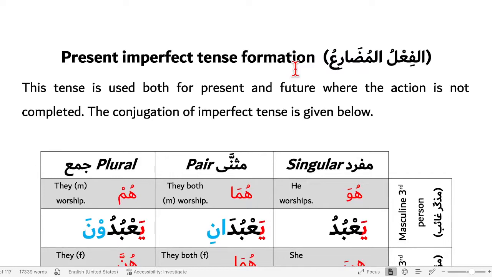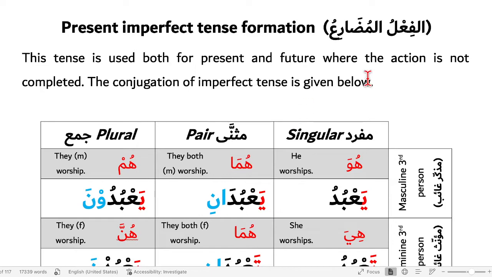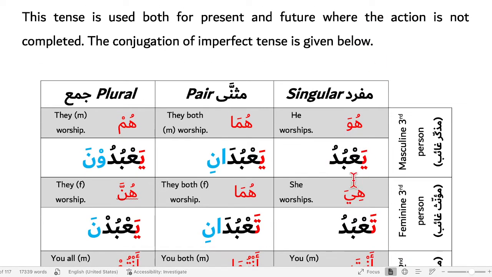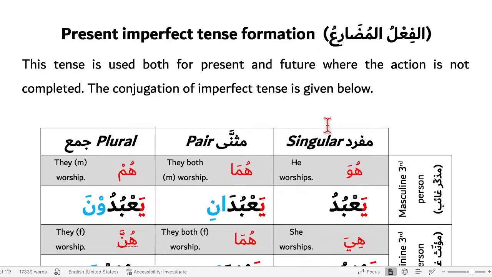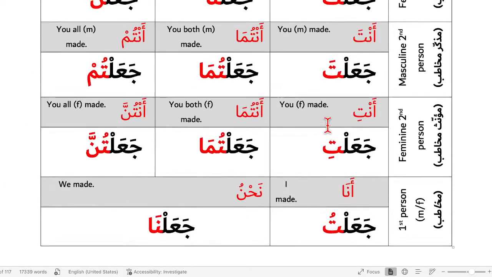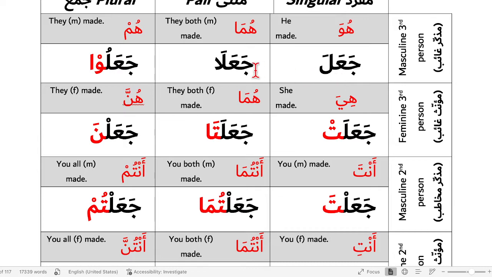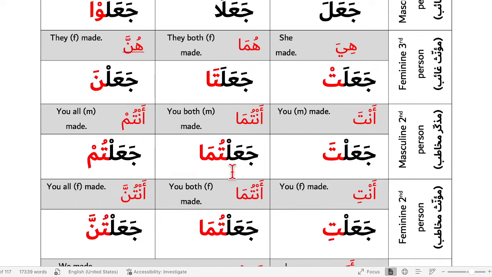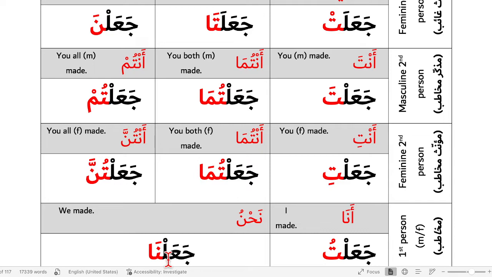Today I'm going to start how we make the present tense. For example, this is yabudu, which means he worships. This is the present tense of the past tense abada. Abada means he worshipped. Yabudu means he worships. Let's try abada on this pattern: Abada, abada, abadu, abadat, abadata, abadna, abatta, abattuma, abattum, abatti, abattuma, abattunna, abattu, abadna.